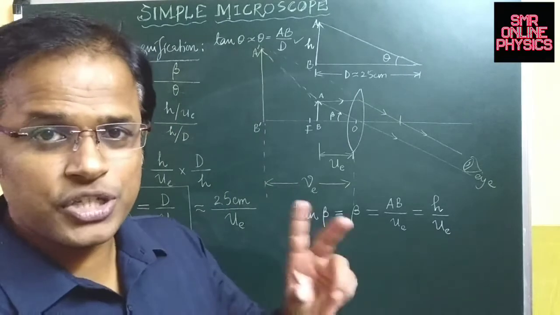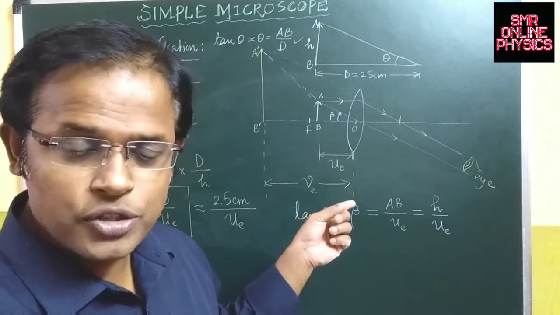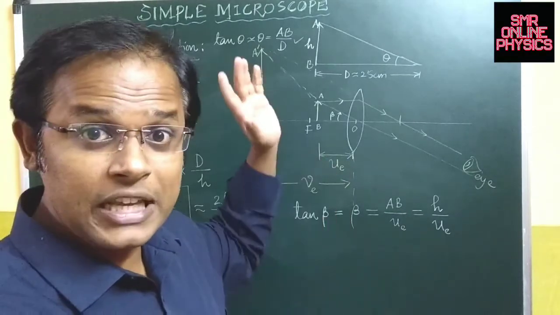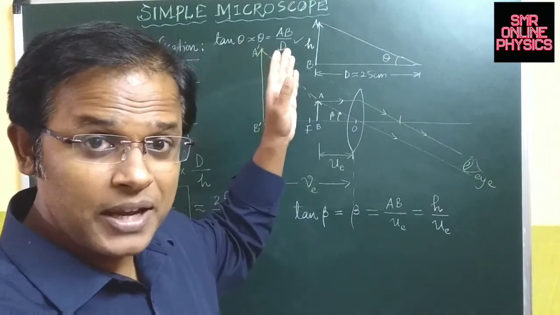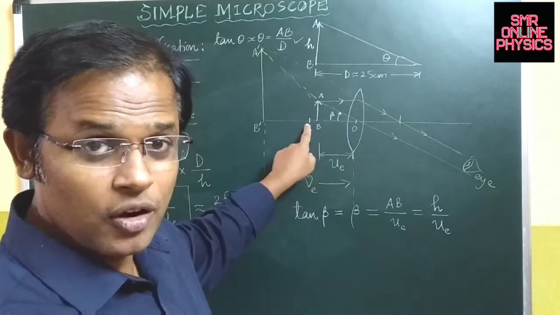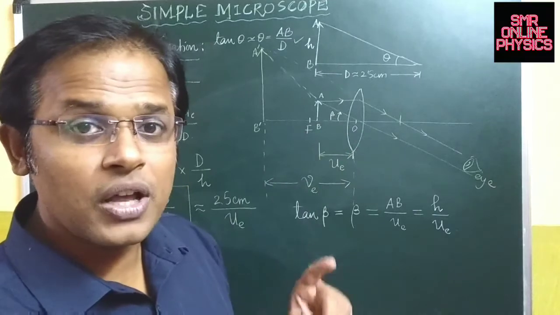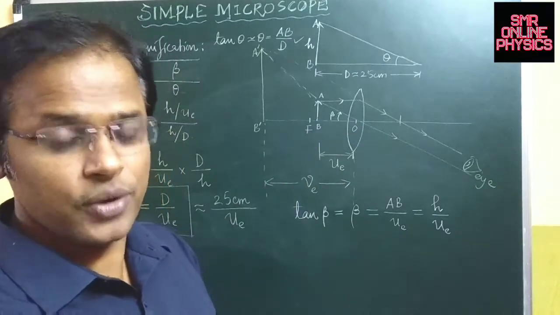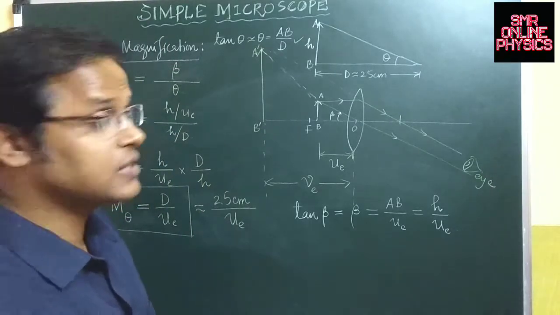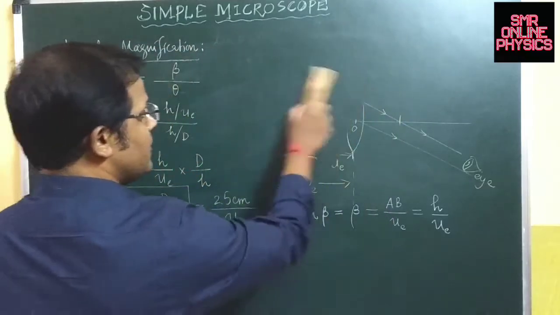So now let us consider two situations: number one, when the image exactly forms at the near point of your eye, and number two, when the image actually forms at infinity. When does the image form at infinity, my dear? When the object stands at the focal plane of the lens, meaning the object distance becomes exactly equal to the focal length of the given lens. Let's consider these two situations and find out the resultant equations. So let me rub it off.